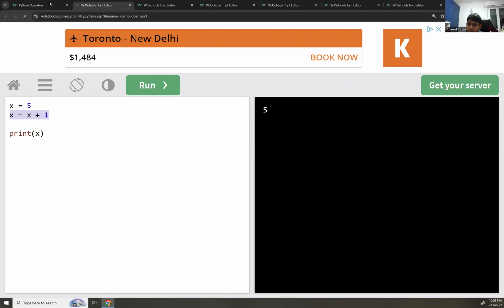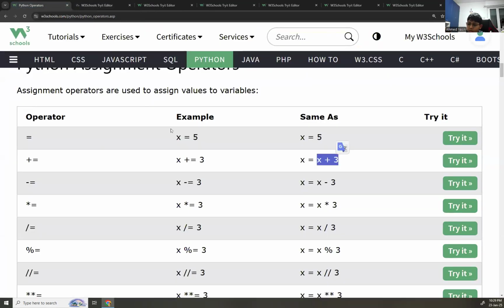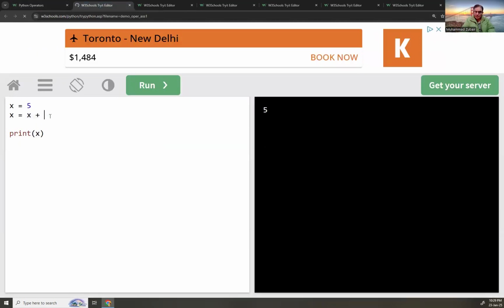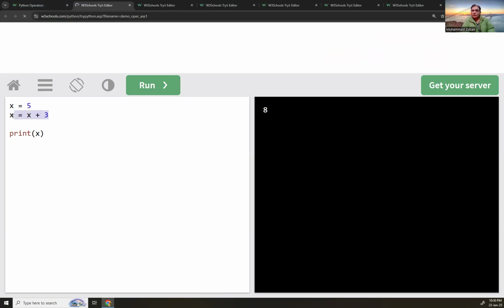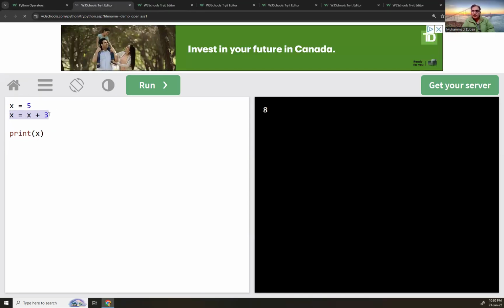So what is the other way? Again, what will be the result if we write this one? It will become 8. That's good. So there is another way of writing this line.